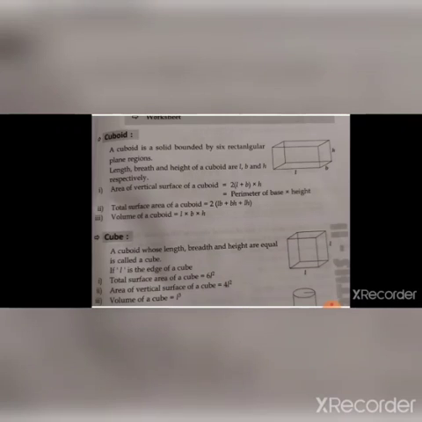Area of the vertical surface of a cuboid. Vertical surface means only the standing surfaces. Taking the example of a room, only the walls: two walls on the breadth side and two walls on the length side. These walls cover the vertical faces of a cuboid. So by which formula do we get its surface area? That is 2 into (L plus B) into H. Area of a rectangle is L into B.